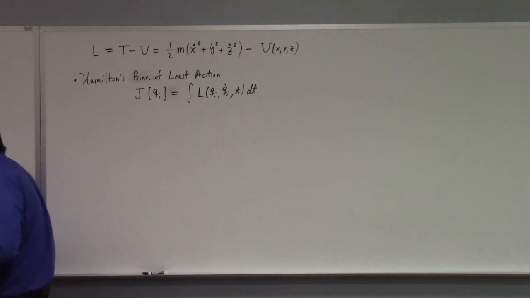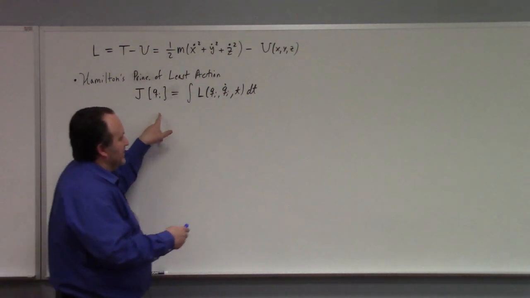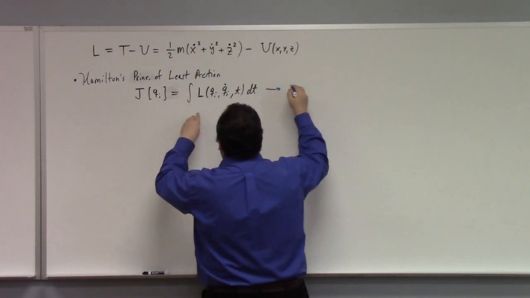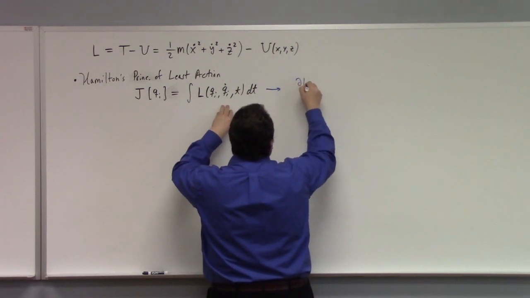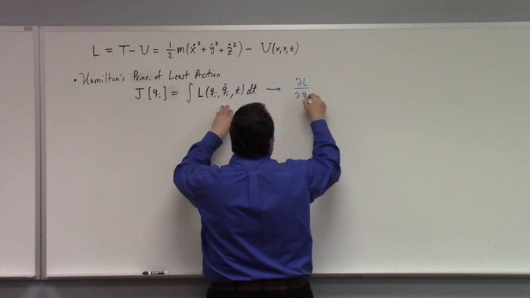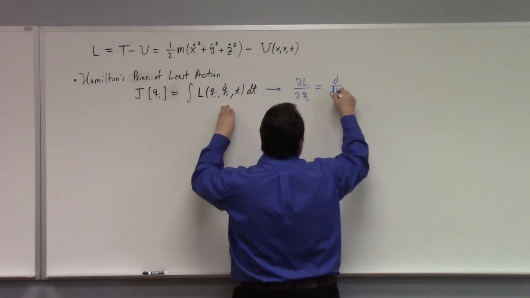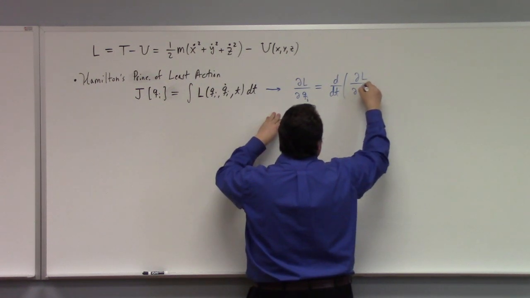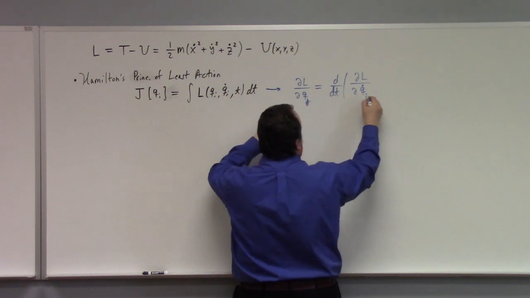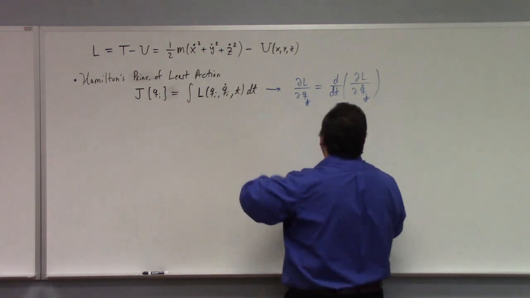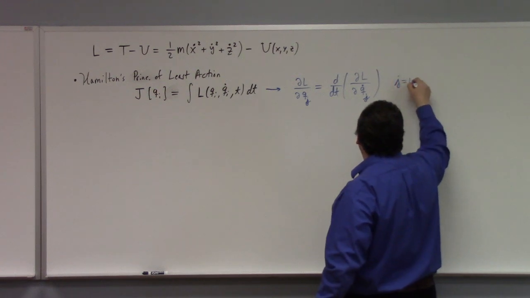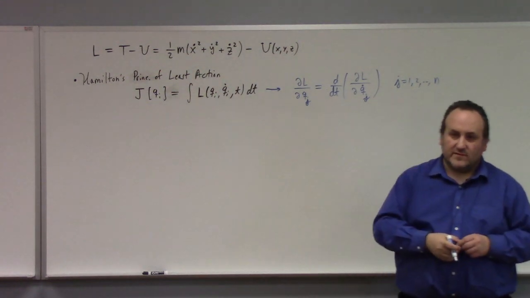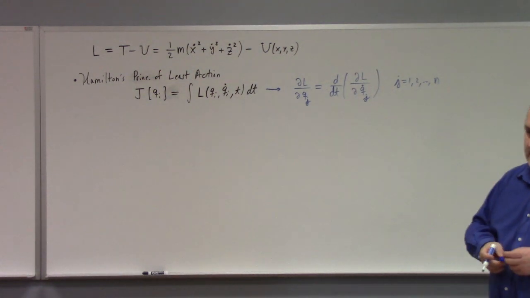So I'm taking a step out of my example for a second here, guys, but this would give us partial L partial q_i is equal to d/dt of partial L partial q_i dot. I want to make those j's. I feel like a j is a better index. There we go. So you get as many sets of Euler-Lagrange equations as you have generalized coordinates, all right?